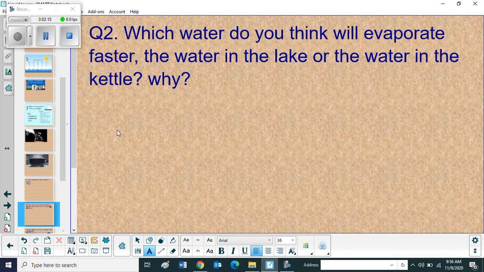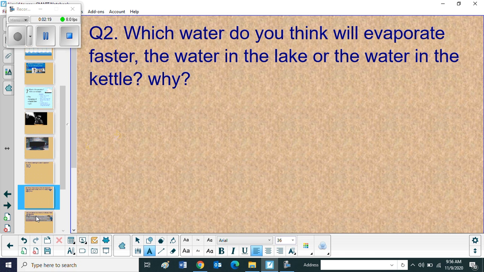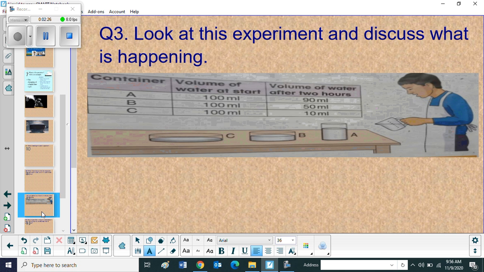Yes, the water in the kettle, as it is being heated more vigorously and uniformly. So the water in the kettle will evaporate faster than water in the lake. Question number 3. Look at this experiment and discuss what is happening. Yes, here you can see that Jamie did this experiment to see what conditions affect evaporation from a lake.